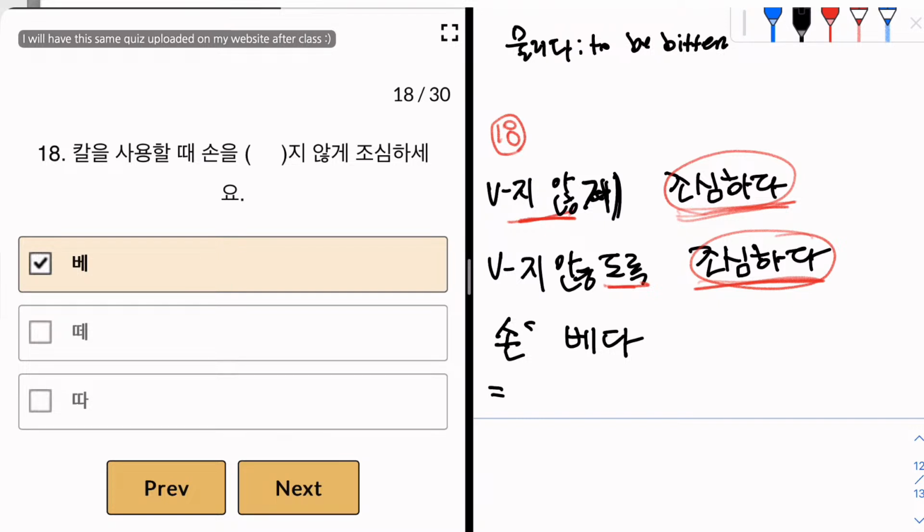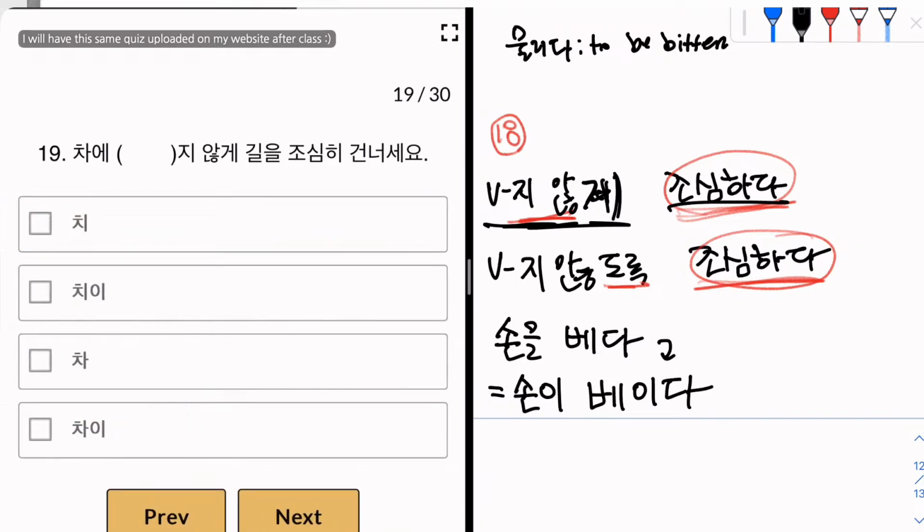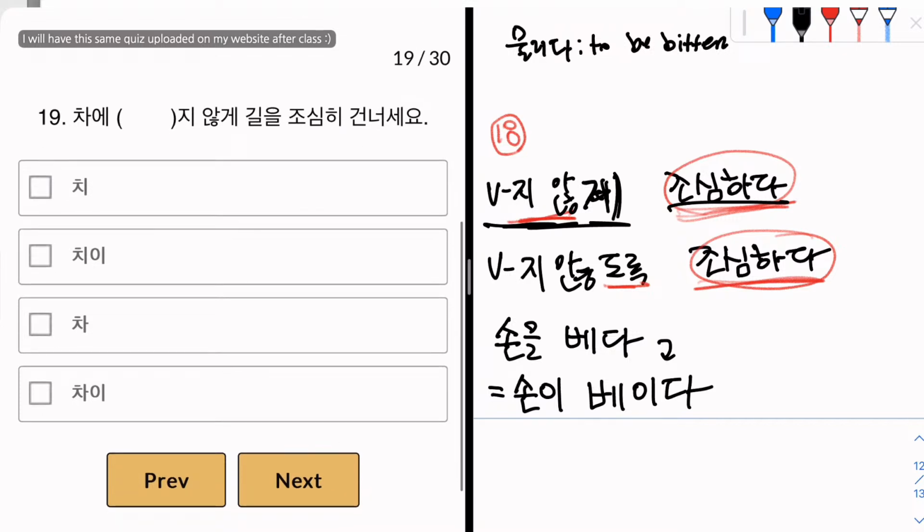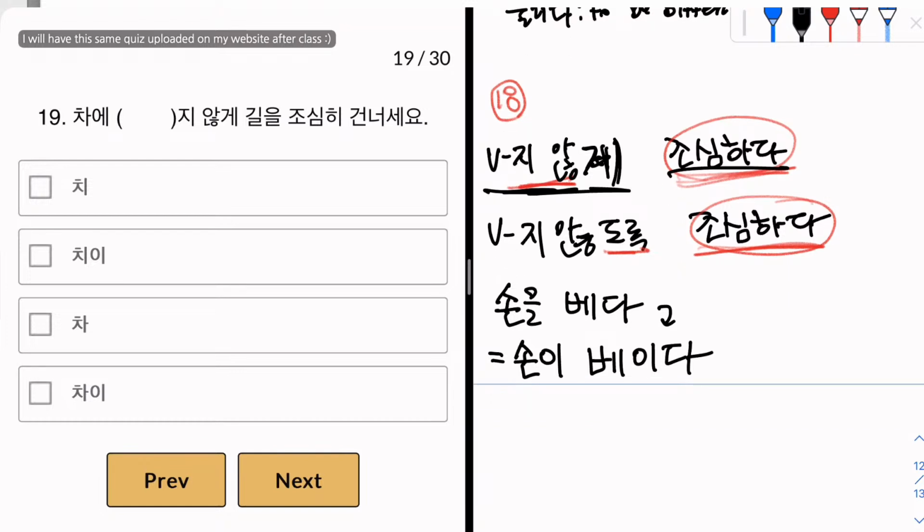And if you want to change it into a passive form, you can say 손이 베이다, right? 손이 베이다 using the passive verb. So 손이 베이지 않게 조심하세요 would also be the passive version. That means the same thing. 좋아요. 맞아요. 자르다 sounds too strange. 그 다음에 19번.